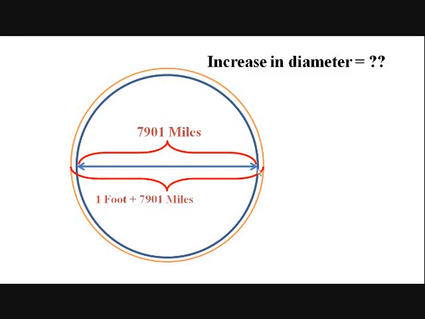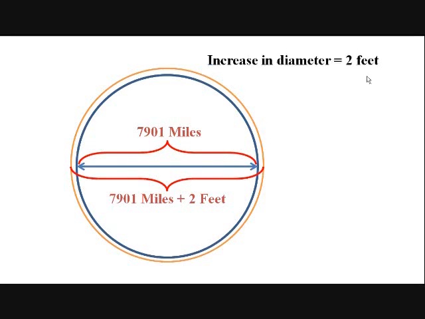And then, of course, we have 1 foot here on the right. So when we put this 1 foot on the right together with the 1 foot on the left, you guessed it, we have 2 extra feet here, plus the 7,901 miles. So hopefully it's pretty obvious to you that the diameter of the enlarged belt down here is 2 feet bigger than the diameter of the Earth, or the diameter of the snug belt that's hugging the Earth all the way around, because the 7,901 miles is common to both and cancels out. So the increase in the diameter is 2 feet.